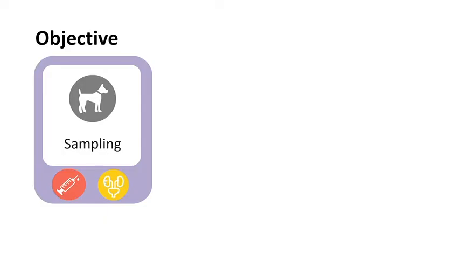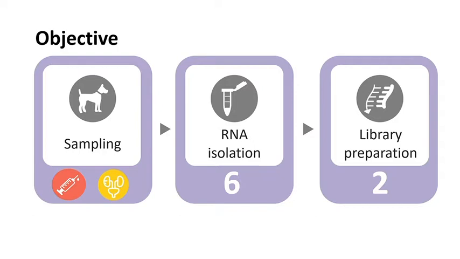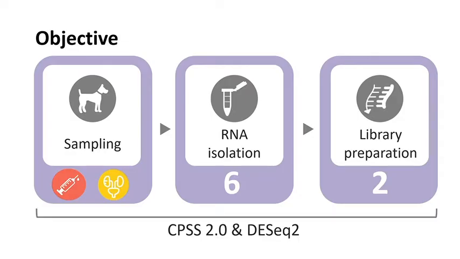And then after I'm saying all that, I just want to remind them what my study is about. So I'm going back to the objective to re-emphasize. So we have dogs, we have serum, we have urine, and we're trying to compare 6 different RNA isolation methods, also compare 2 different library preparation methods. So I believe by this point, they already remember what your study is about. So when you present the result, they can understand what you're talking about. And then after that, I will use CPSS 2.0 and DESeq2 for the analysis.